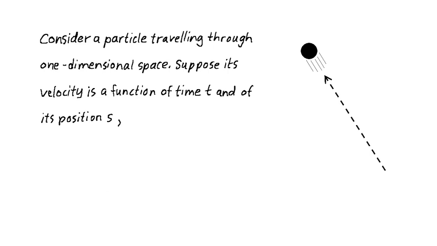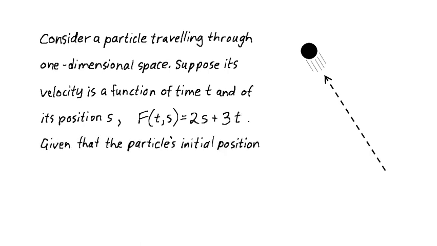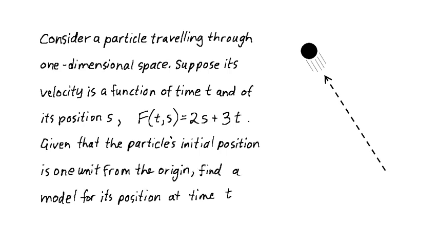To keep things concrete, we'll say that function is f of t, s, and we'll set it equal to 2 times s plus 3 times t. Given that the initial position of the particle is 1 unit from the origin, let's find a model for its position at any time t. Based on your experience in previous courses, you might not be surprised to find out that we can restate the problem using a first-order differential equation.